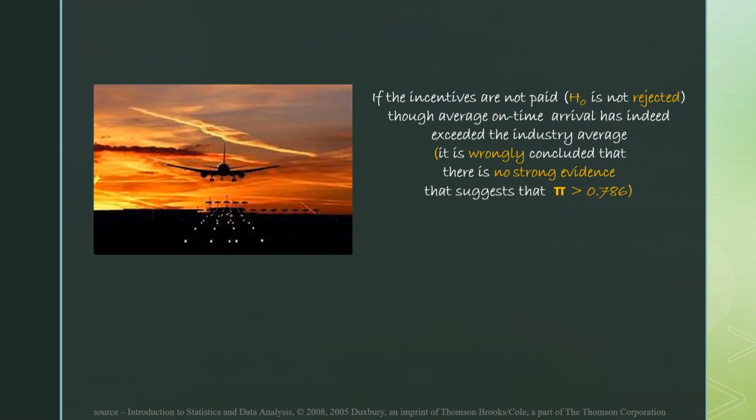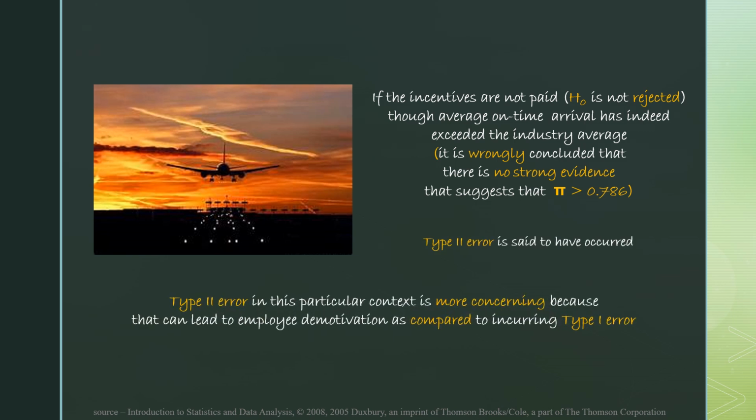If the incentives are not paid, that is H0 is not rejected, though average on-time arrival has indeed exceeded the industry average. That is, it is wrongly concluded that there is no strong evidence that suggests pi is greater than 0.786. Then type 2 error is said to have occurred. Type 2 error in this particular context is more concerning because that can lead to employee demotivation as compared to incurring type 1 error.